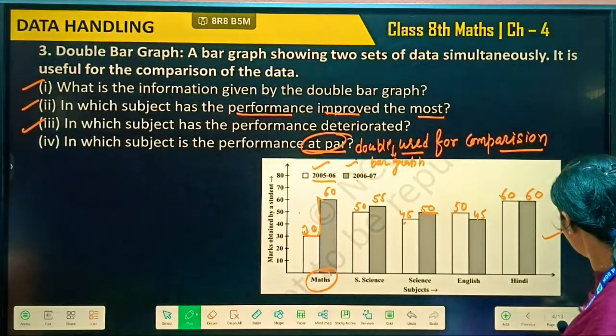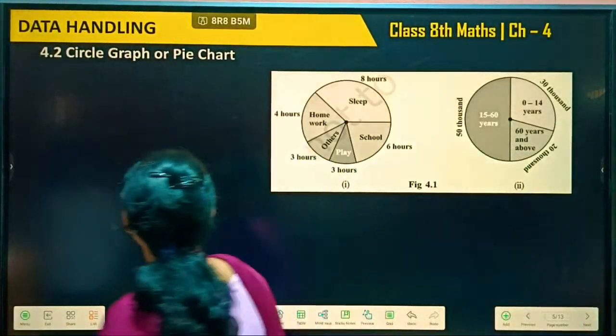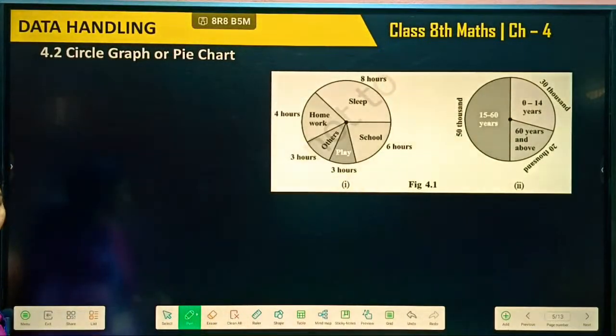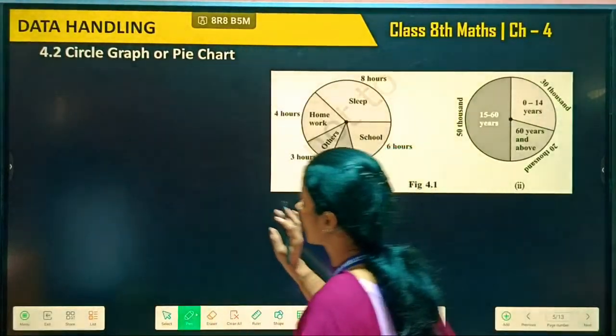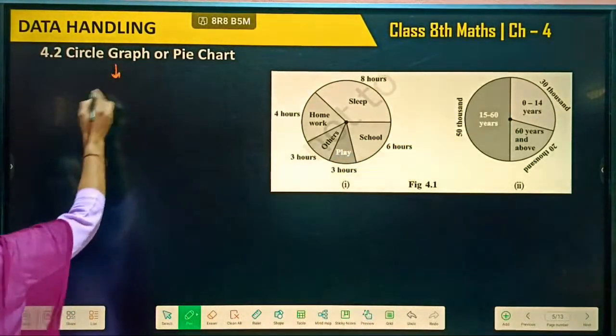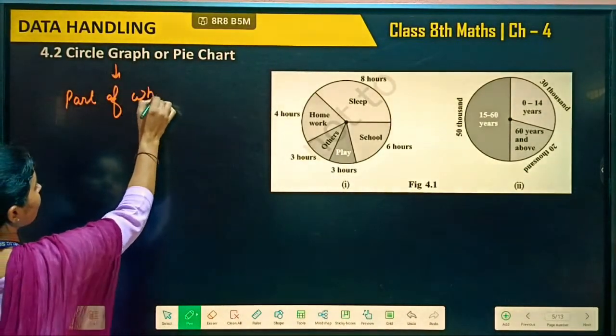Next is the circle graph or pie chart. What is a circle graph or pie chart? What does it represent? It represents a part of a whole.